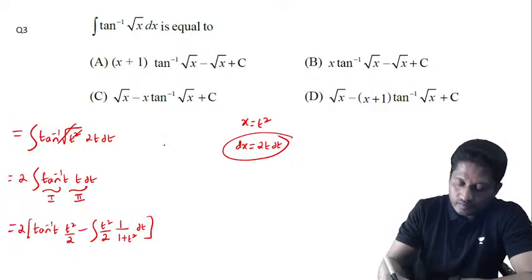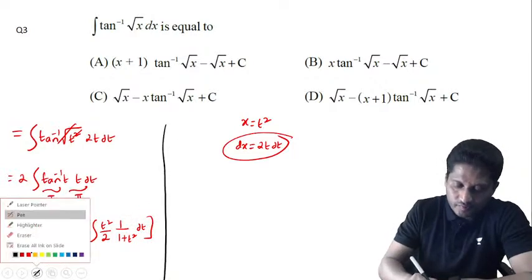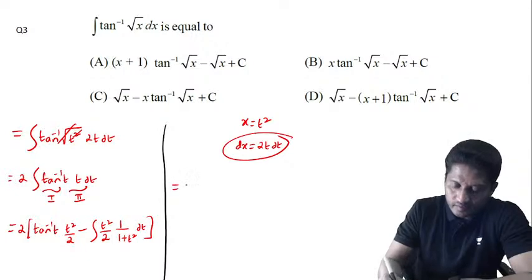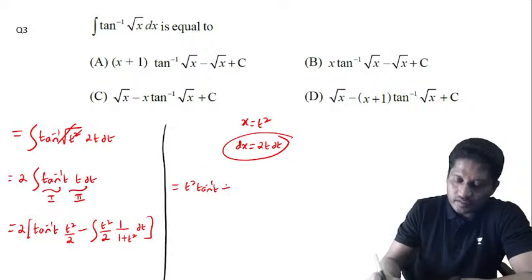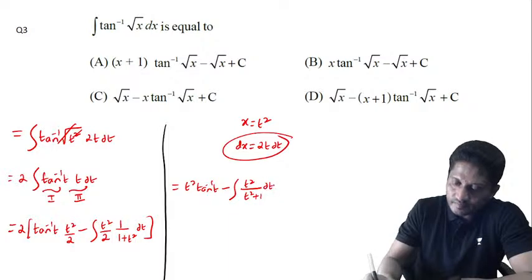Now this becomes, if you open the bracket, t square into tan inverse of t. The 2 and 2 cancel, minus integration of t square upon t square plus 1 dt. So this is t square into tan inverse of t minus integration of add 1 and subtract 1 by t square plus 1 and then dt.